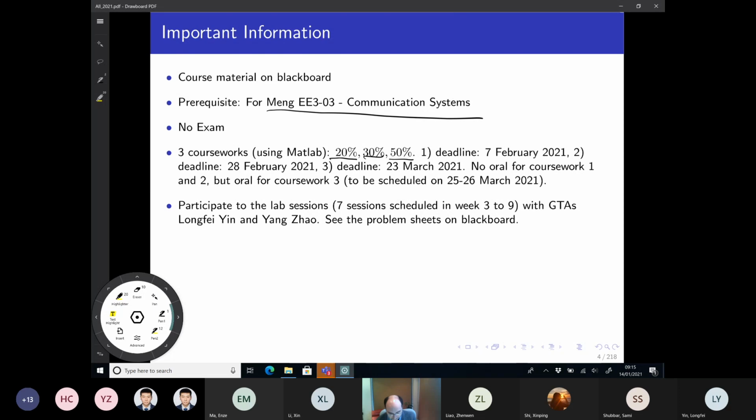Right, very good. There will be problem sheets also on Blackboard. Those problem sheets will be used during the lab sessions.